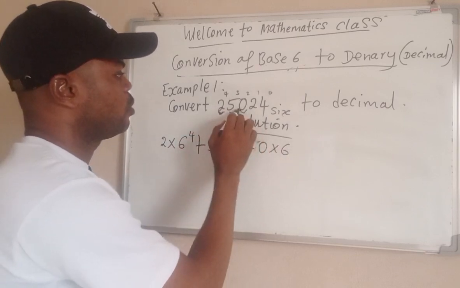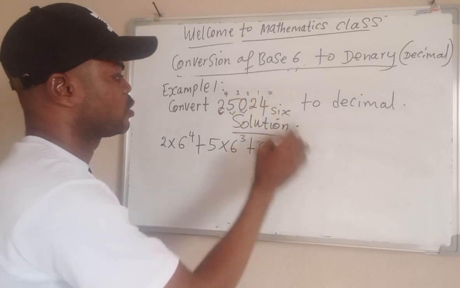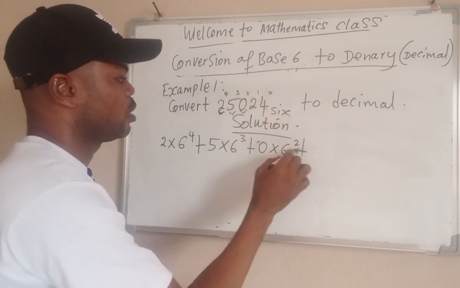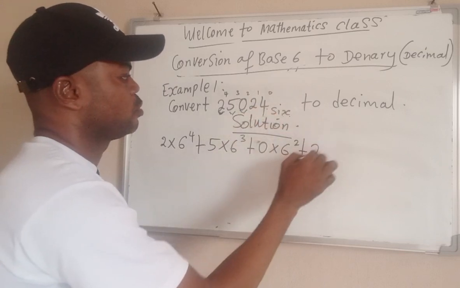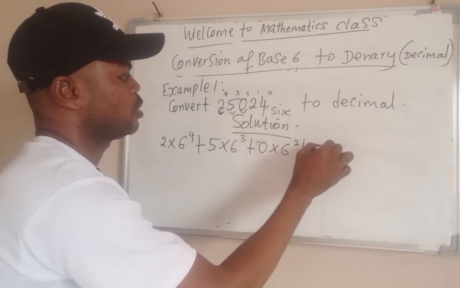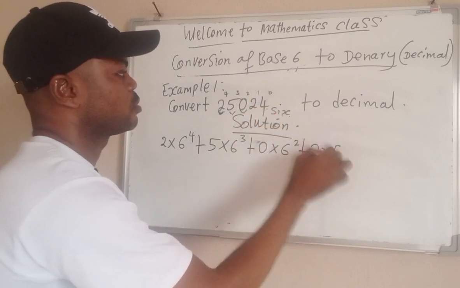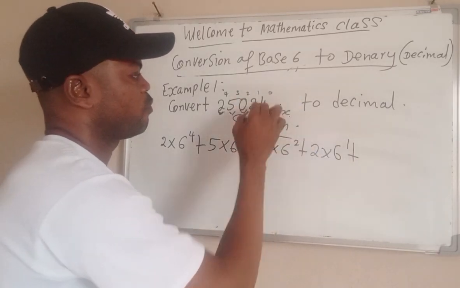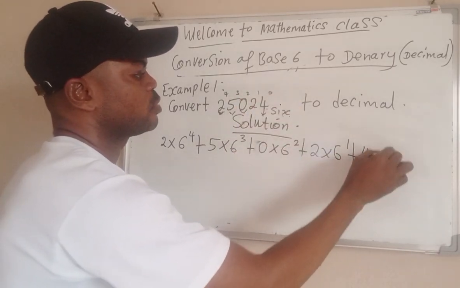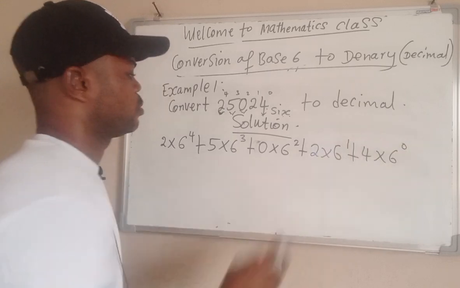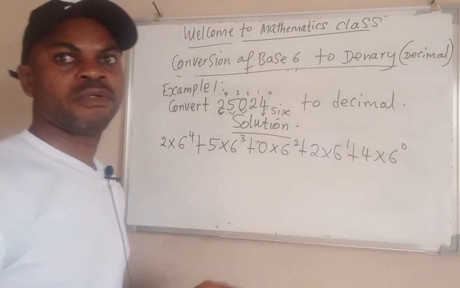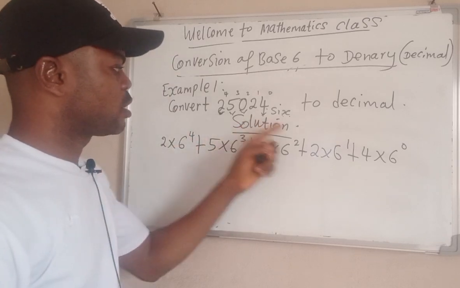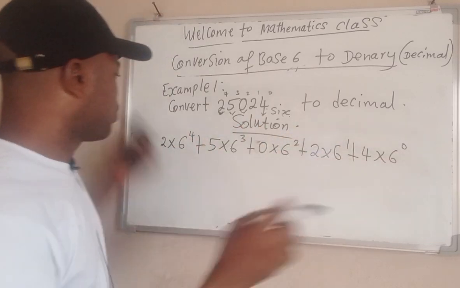So 0 times 6 raised to power 2, plus, you count the remaining digit to get the power, which is 2, plus 2 times 6 again, which is the base, raised to power 1, the remaining digit is 1, plus 4 times 6 again, raised to power 0. A close observation will prove to you that these powers were continuously decreasing by 1. So what do we do next?